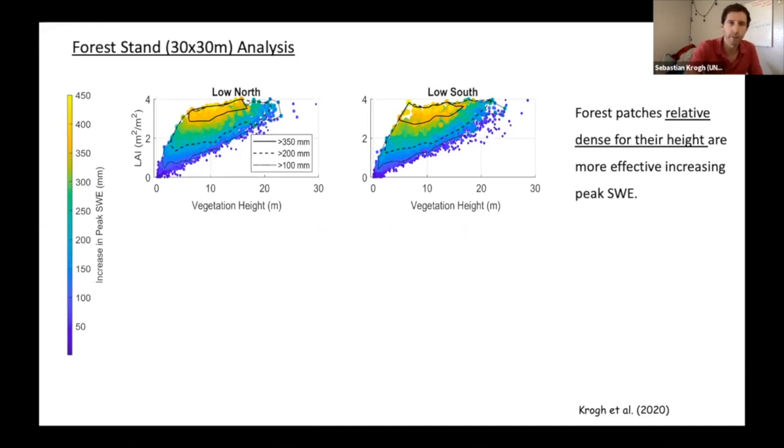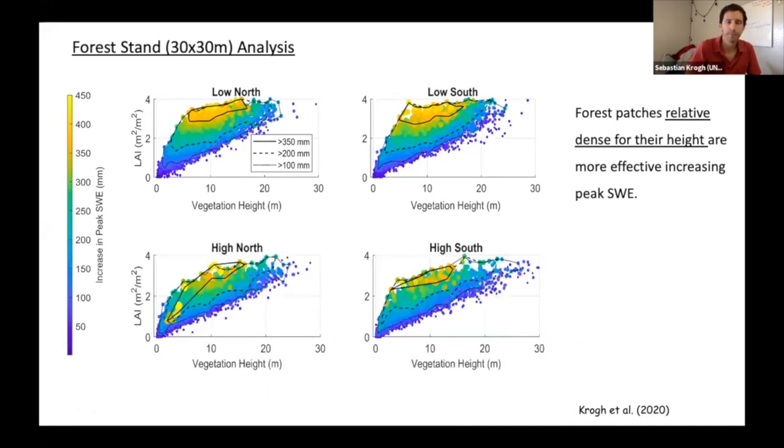In particular, you can see in these very yellow colors that forest patches that are roughly between 5 to 15 meters and above 3 units of LAI on average are the ones that produce the most benefit in peak snow accumulation. And this is for the lower two snow zones.